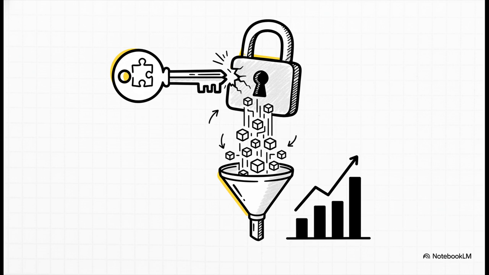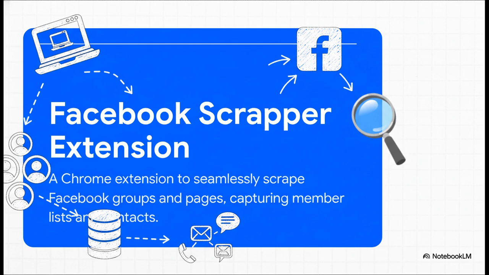The whole idea is to take all that amazing but hidden data and channel it into something you can actually use, all with a simple little Chrome extension. So what exactly is this thing? Well, it's a browser extension that's built to automate what would otherwise be a really, really painful manual job. It just works right inside your browser while you're on Facebook, and it systematically goes through and gathers up member lists and any contact info that's publicly available from the groups you pointed at.